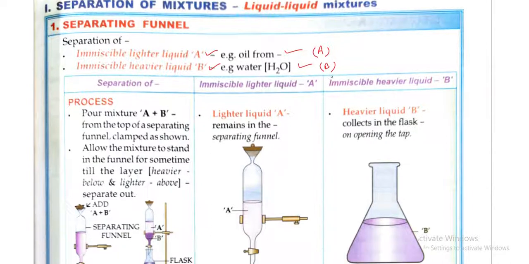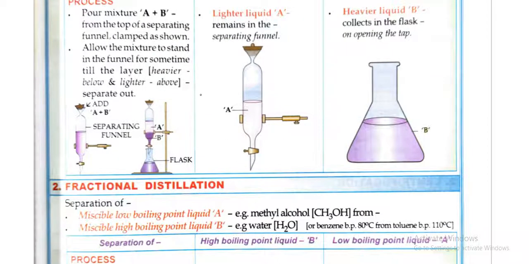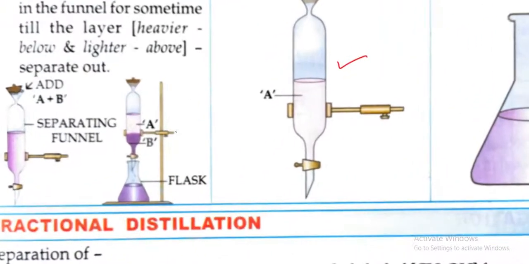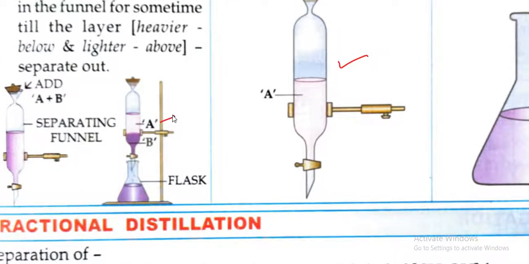Now this mixture is taken in a separating funnel. Yes, this is called a separating funnel. Now when this mixture is kept in the funnel and kept still for some time, then what happens? Here you see A, the lighter liquid, that is oil, is collected on the top, and at the bottom the heavier liquid is there, that is water.